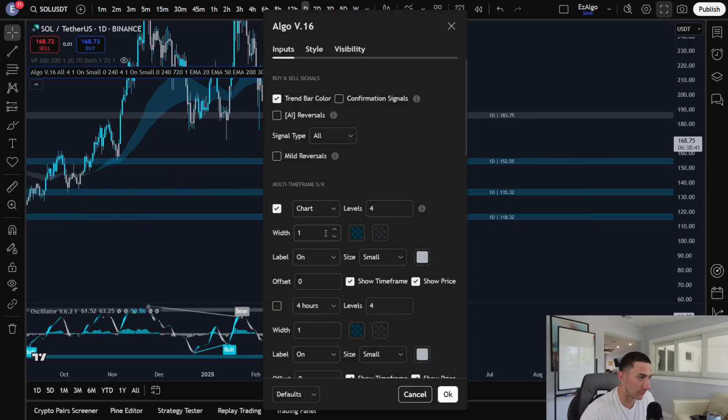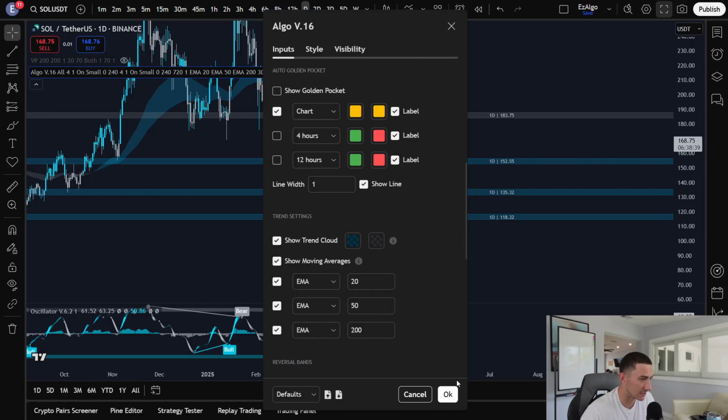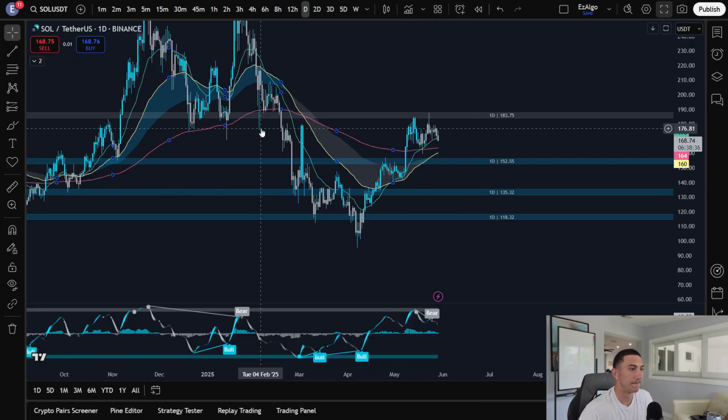So my bias for Solana on the daily time frame, let me turn on my EMAs here, got my trend cloud here, is going to be bullish, okay?